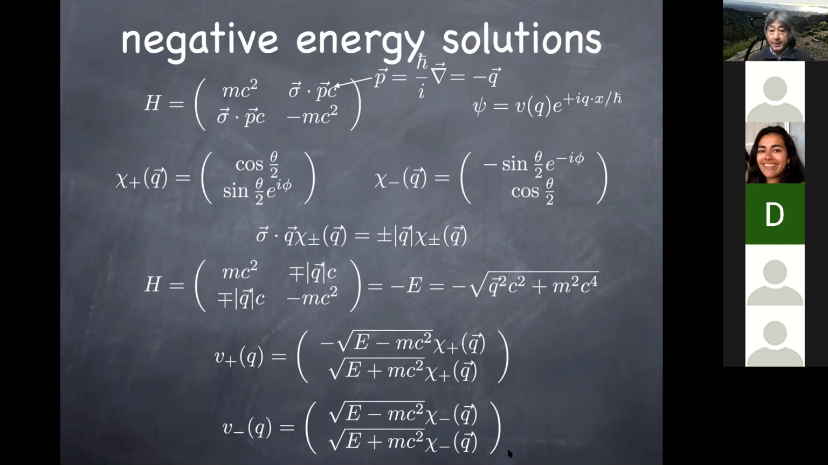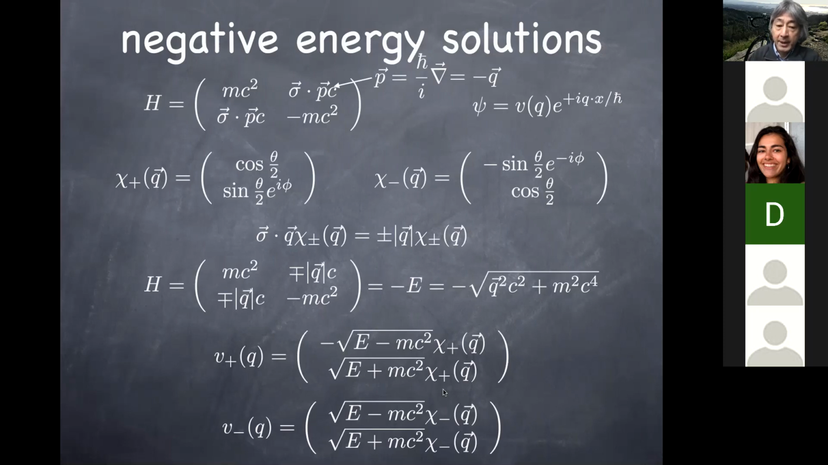Okay, any questions about these negative energy solutions? When you refer to the entries as 1, 0, 0, 0, could you just clarify that, just for one specific case? Oh yeah, sure.